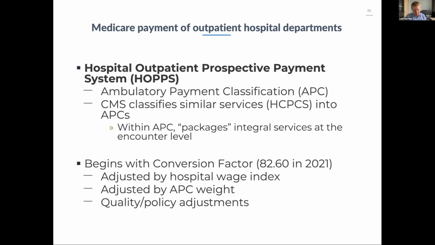And so kind of similar to the professional payment methodology and the hospital payment methodology, these outpatient prospective payments are adjusted using the hospital wage index. There's an APC weight, which indicates the cost of a particular type of APC. And then there are also quality and policy adjustments.